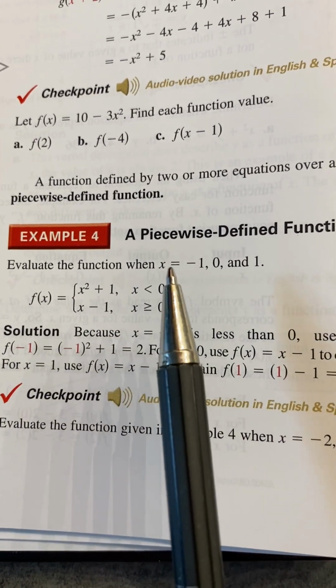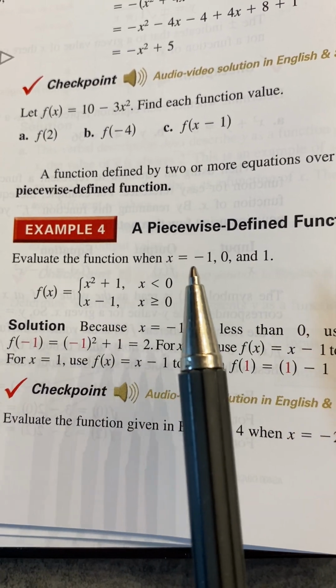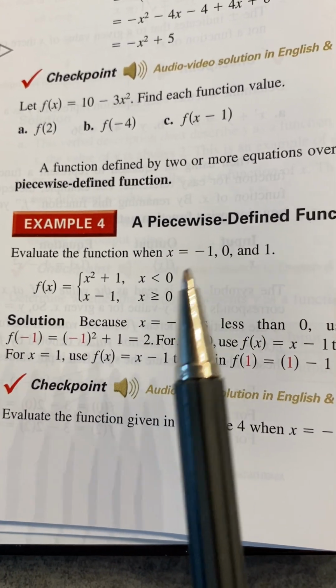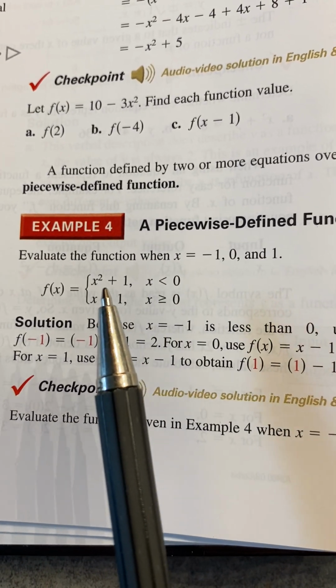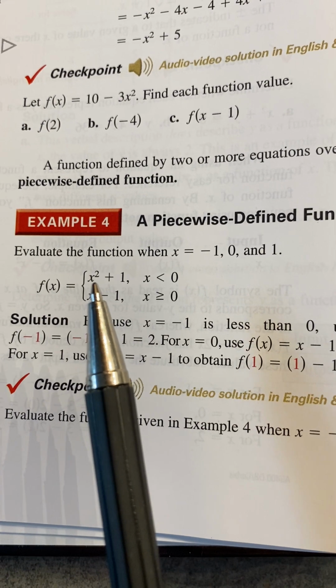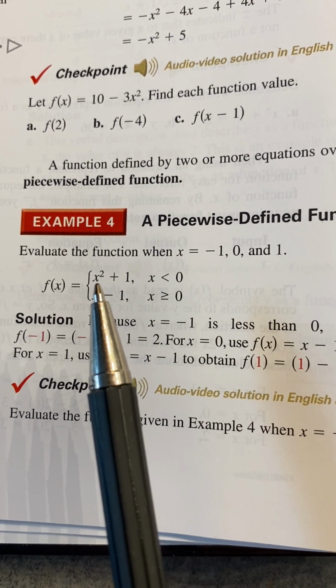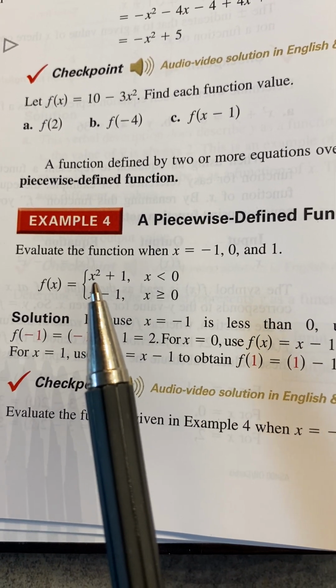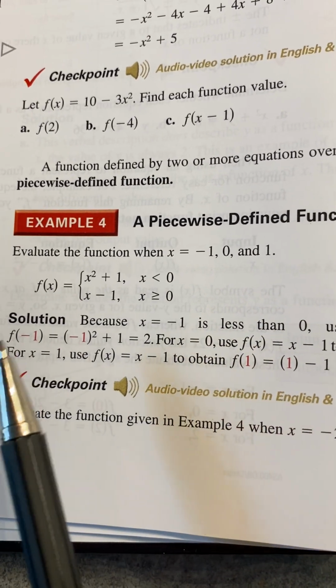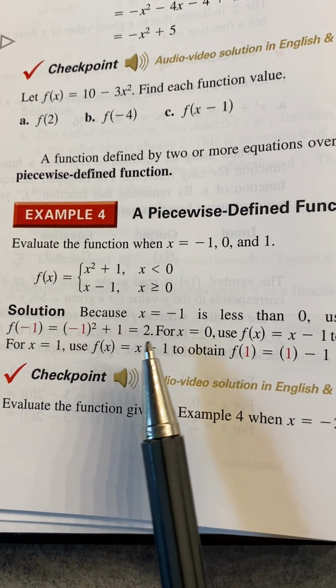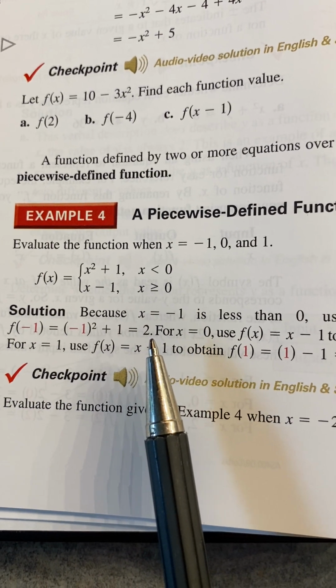All right, so what would f of -1 be? Well, -1 falls into this top category, right? So we're going to put a -1 in for the x squared. -1 quantity squared is 1. 1 plus 1 is 2. So f of -1 is equal to 2.